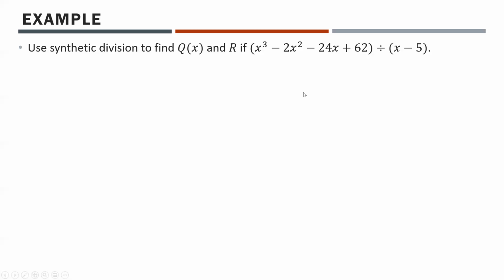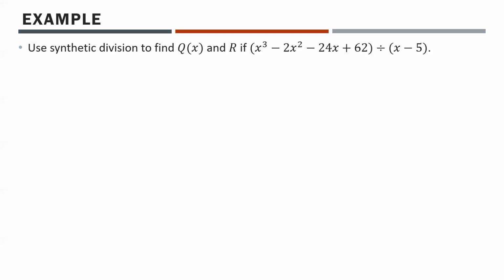All right, so here's our first example of the day. I would really appreciate it actually if you pause the video on each one of these and give them a try, but I'll read it first. Use synthetic division to find q of x and r, so your quotient and your remainder, if that is divided by that. I would appreciate it if you pause the video here and give this one a try, and I'll go over it in a second. All right, I'm going to go over this one now.